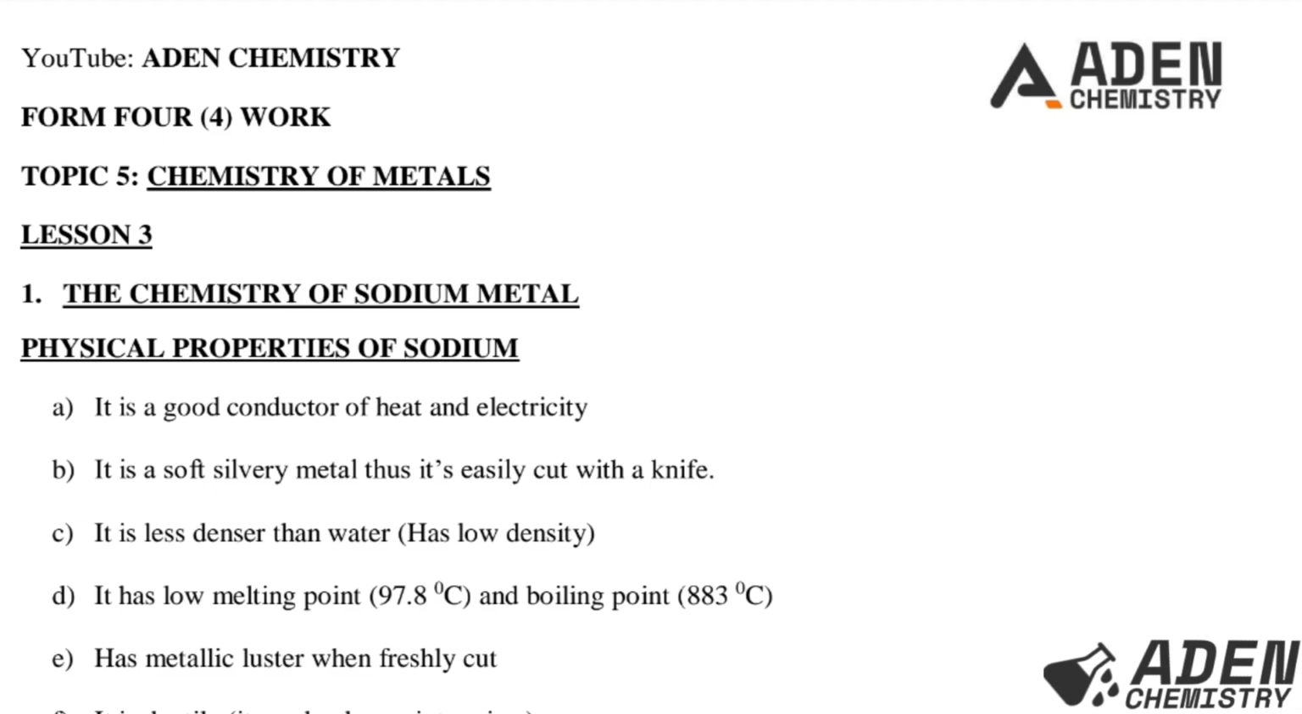Hello students, welcome. Previously, in lesson 2, form 4, topic 5, we were dealing with the chemistry of sodium metal, and we have done the occurrence of sodium and also the extraction of sodium metal. So today, lesson 3, we want to proceed to the physical properties of sodium metal. In this lesson, we are going to do the physical and the chemical properties of sodium metal and also the uses of sodium metal. So kindly stay with us until the end of the video.